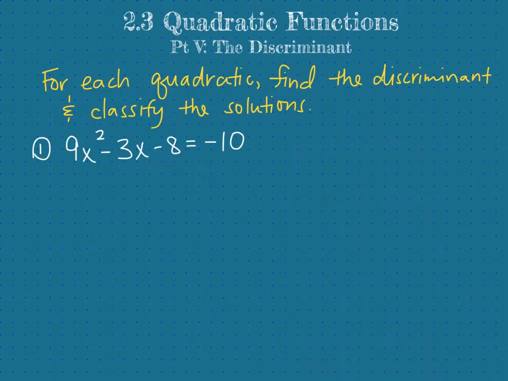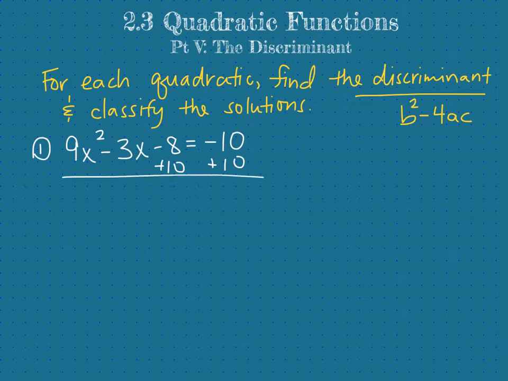Okay, we have an example here. We want to first find the discriminant and then classify the solutions based on what our discriminant is. So recall, the discriminant is b squared minus 4ac. It's not solving the entire quadratic. We're only classifying the solutions, not actually finding them. What we do have to do though is make sure that we're equal to 0 first. So I'm going to add 10 to both sides. So we'll have 9x squared minus 3x plus 2 equals 0. That allows us to find our a, b, and c.